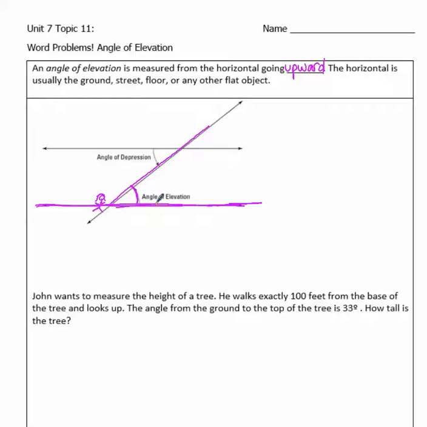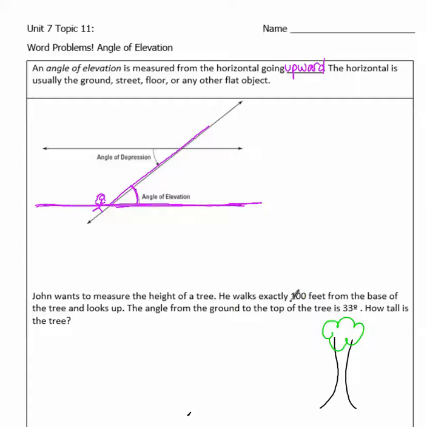So it says John wants to measure the height of the tree. So who doesn't? So we've got a tree, and John is looking to measure this height. So here is John. He is going to be over here somewhere. So let's read on. He wants to measure the height of the tree.